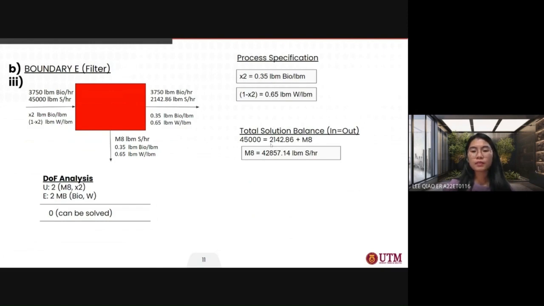There will be 45,000 equals 2,142.86 plus M8, and solving for M8, it is equal to 42,857.14 pound solution per hour. And this is the flow rate of the recycled filtrate. This is our final answer. That's all from us. Thank you.